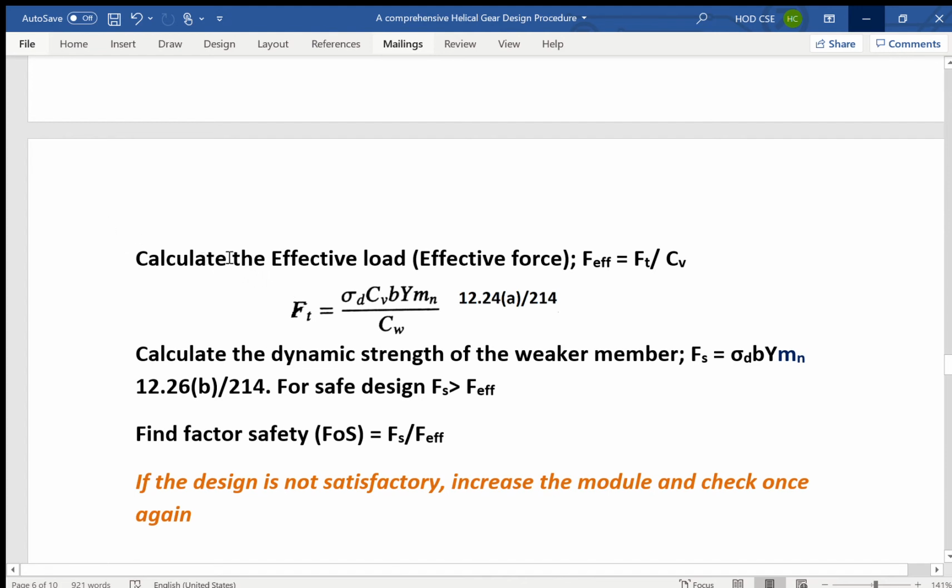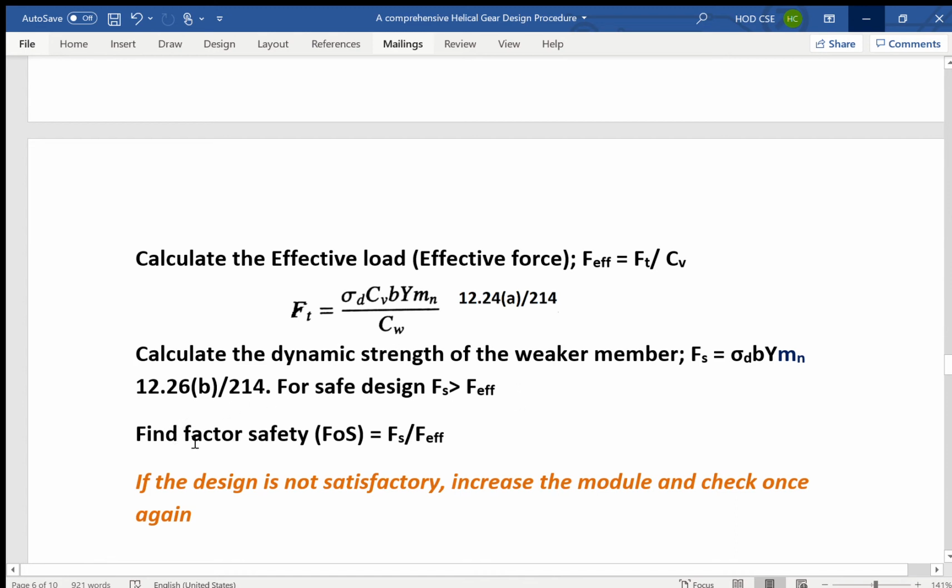is to calculate the effective load or effective force, that is F effective is equal to Ft by Cv, where Ft is sigma d Cv b y Mn by Cw. So after that we need to calculate the dynamic strength of the weaker member by using this equation. Fs is equal to sigma d b y Mn, equation 12.26b, page 214. So for safe design, Fs must be greater than F effective.